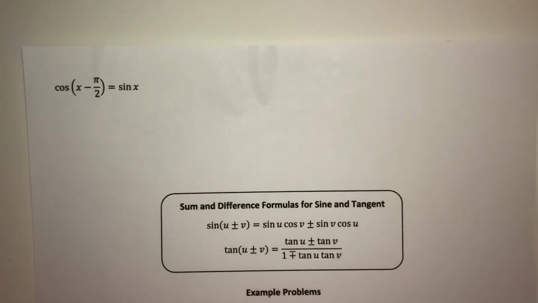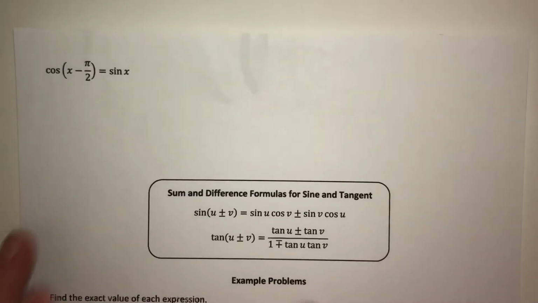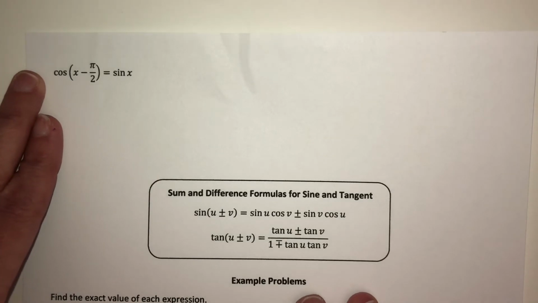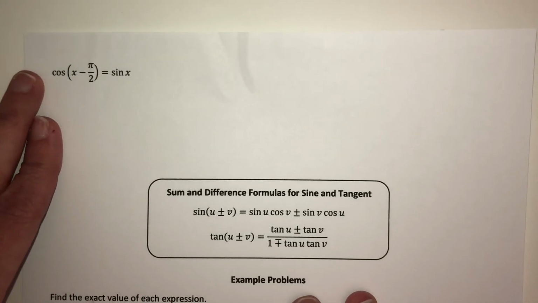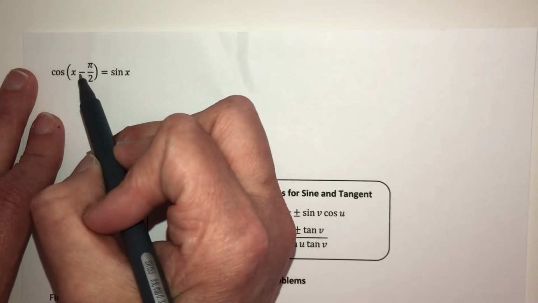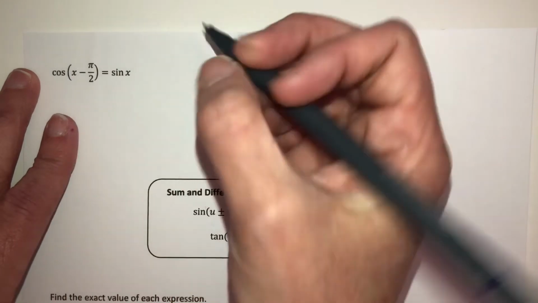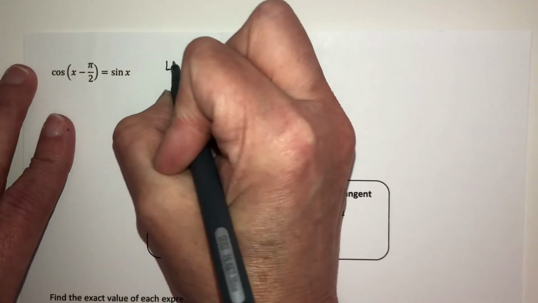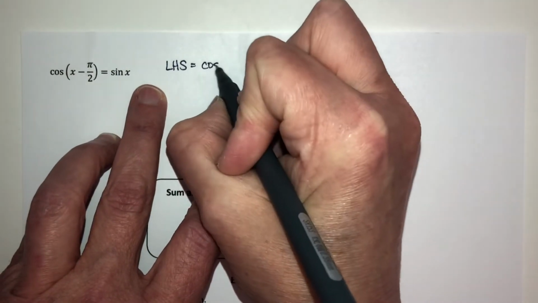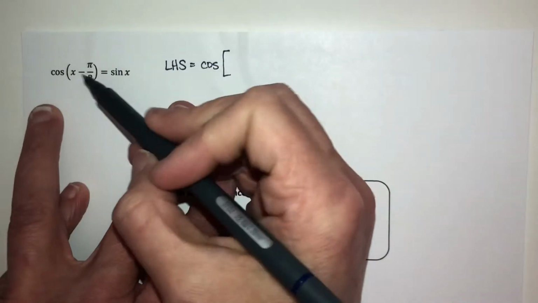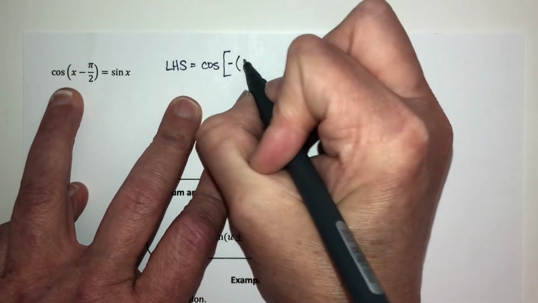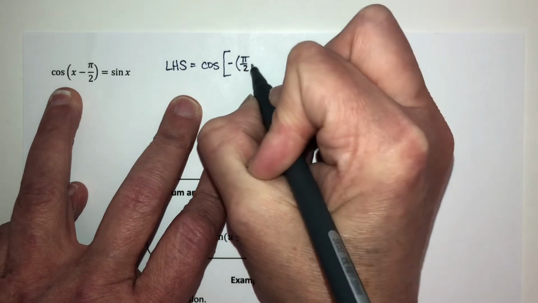Okay, now let's show that cosine of x minus pi over 2 is equal to sine of x. This is not quite in the right form for us to use our cofunction identities because it needs to be pi over 2 minus x. So my left-hand side is equal to cosine of. I really want to switch the order of subtraction here, so I'm going to factor out a negative to change that into pi over 2 minus x.